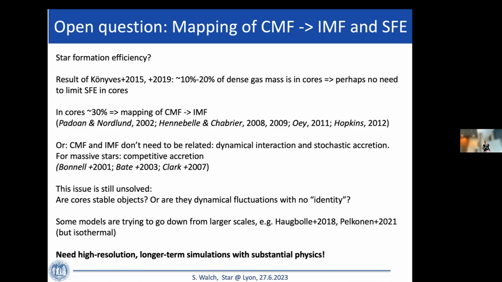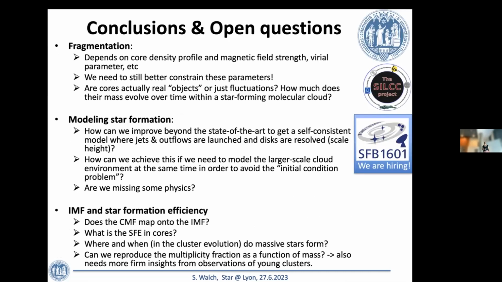So how does the CMF map into the IMF? It seems that you could have the CMF mapping onto the IMF, then you would have some star formation efficiency in cores. You get a one-to-one mapping, basically. The other model, as we just talked about, you could have them not being really related, but there's dynamical interaction and stochastic accretion. And this is still not solved, and we need high-resolution simulations to look into this.